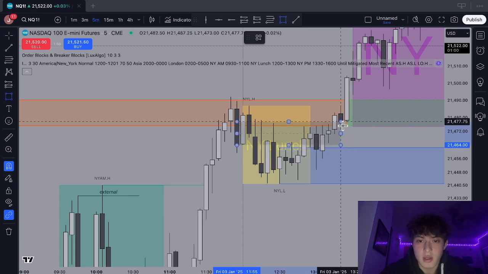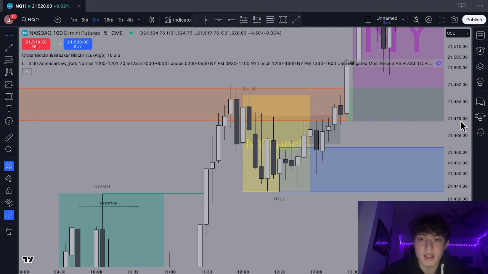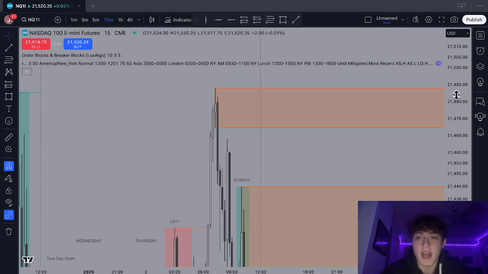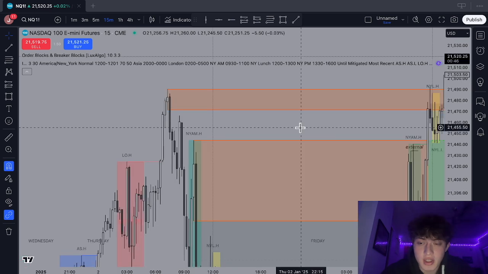This would be good because you see that price is rejecting off an order block. That is a confluence that we can use. If price is rejecting off a high time frame order block, that is a confluence. That is extra confirmation that price is going to move in your direction.